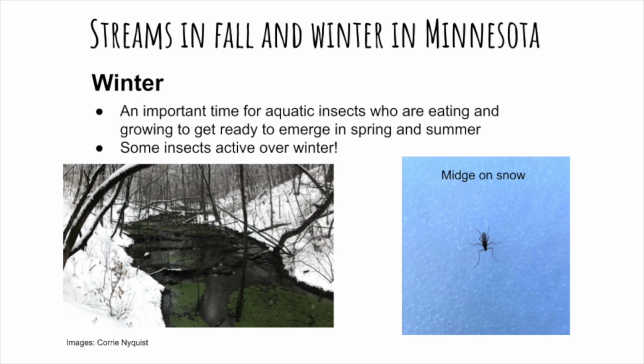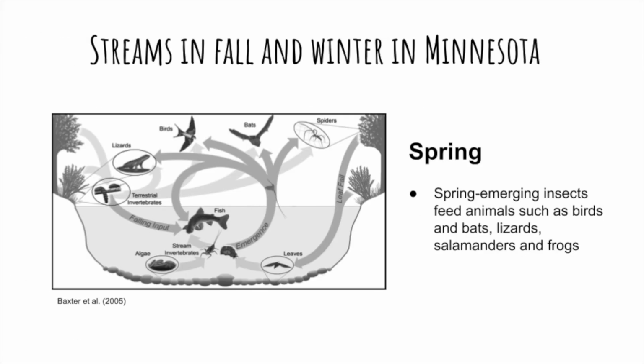These insects are so adapted to cold environments that they die when exposed to warm temperatures. When the rest of the bugs emerge from the water in spring and summer, they provide food for other animals in the terrestrial and riparian, or nearshore, environments. In this image, there are various animals that feed on insects emerging in the spring, including birds, bats, lizards, salamanders, frogs, and spiders. Terrestrial insects may also fall into the water and provide new food to fish in the streams.